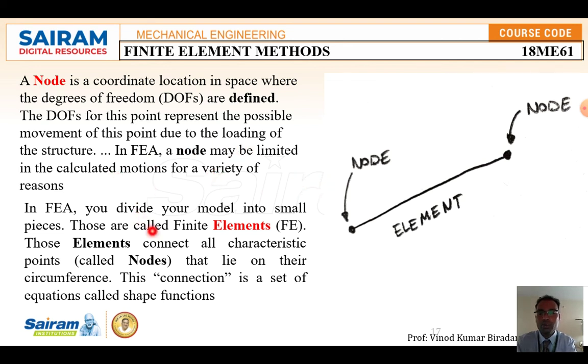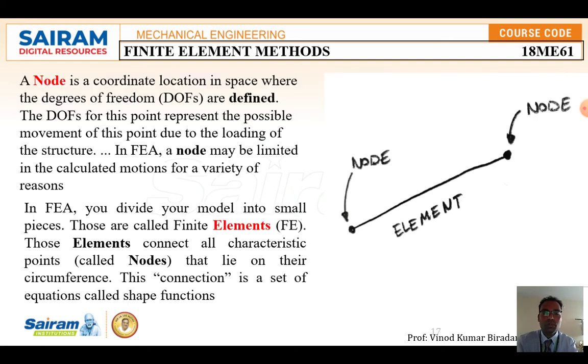Okay, whereas what do we mean by element? In finite element analysis you divide your model into small pieces, and those are called elements. Those elements connect all the characteristic points called nodes, which lie on their circumference, and the connection is a set of equations called the shape function. We will study this shape function later.